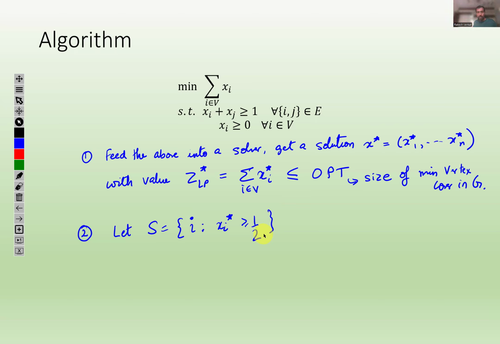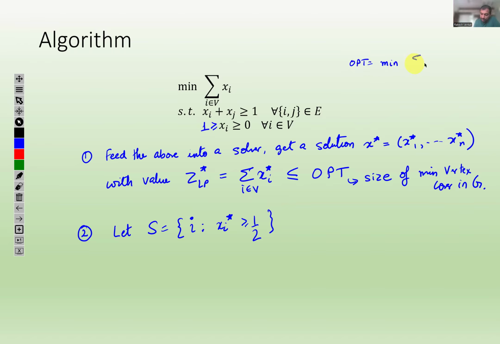Excuse me, sir. Suppose this summation of xi star should be greater than or equal to opt, or less than or equal to? It's less than or equal to opt, right? Because this is a minimization problem, right? So what was opt?